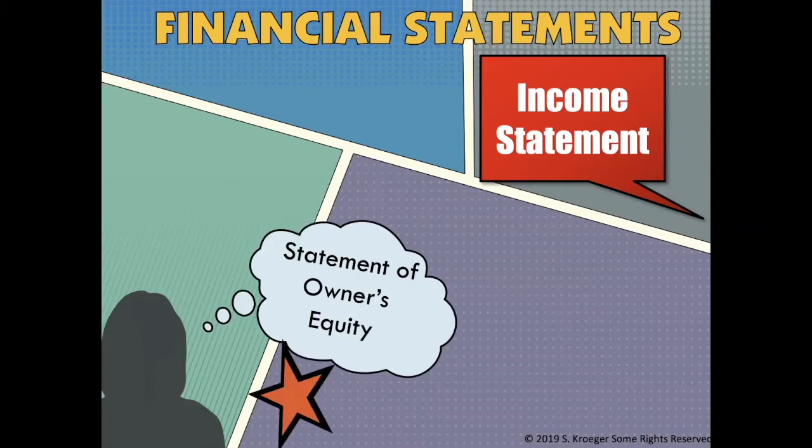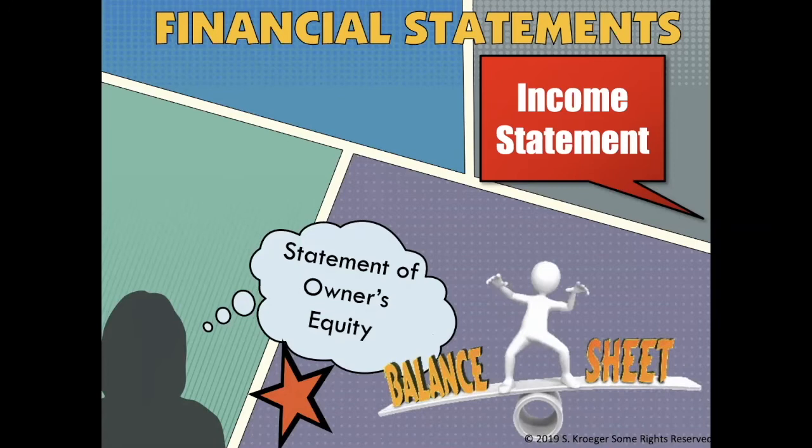The statement of owner's equity explains changes in equity from net income or loss and from any owner investments and withdrawals over a period of time. It will show the owner's capital at the beginning of the time period and how it changed over the time period to give us an end result. Next is the balance sheet, which is a popular one.